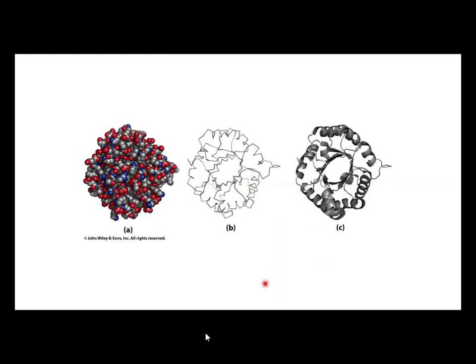Now we're just going to look at some representations of whole proteins. This is triose phosphate isomerase, and first you see the space filling model, which is neat looking but doesn't necessarily let you dig into it very easily, especially if you can't twist and turn it around in this image.